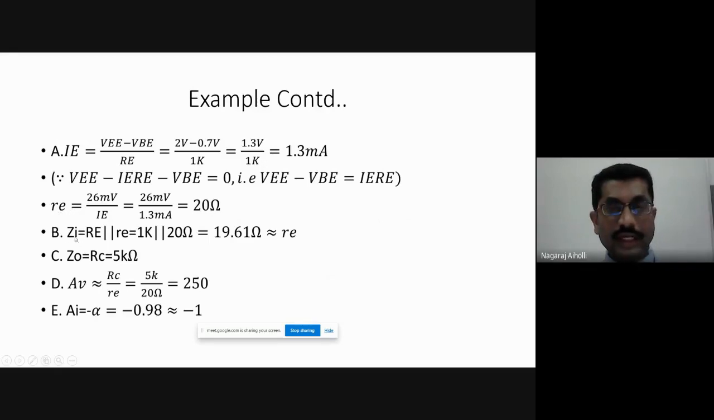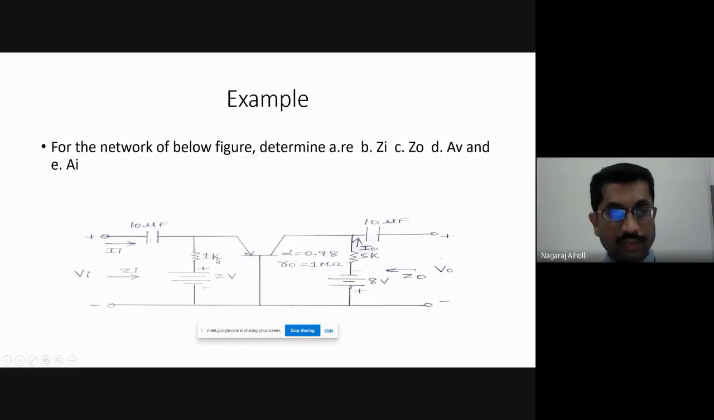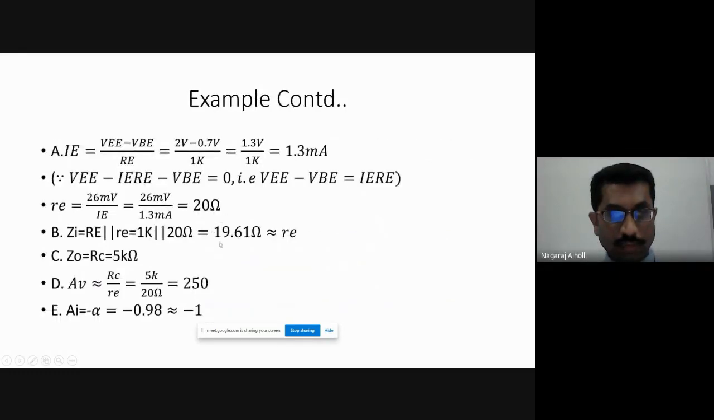Next, find out ZI, input impedance. That is capital RE parallel with small re. You have to consider the main formula. If you simplify this, then ZI will be simply equal to small re. But don't consider that first. Consider the main formula: ZI is capital RE parallel with small re. Capital RE is given in the circuit as 1 kilo ohm. This is 1 kilo ohm parallel with small re, that is 20 ohm. This will be 19.61 ohms.